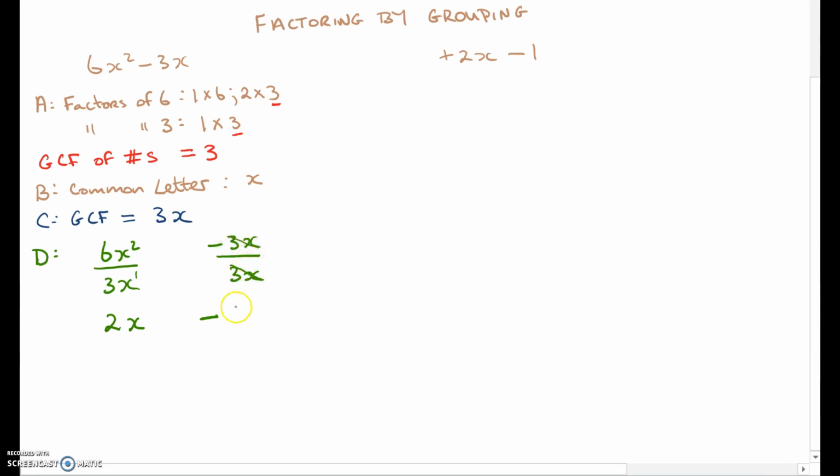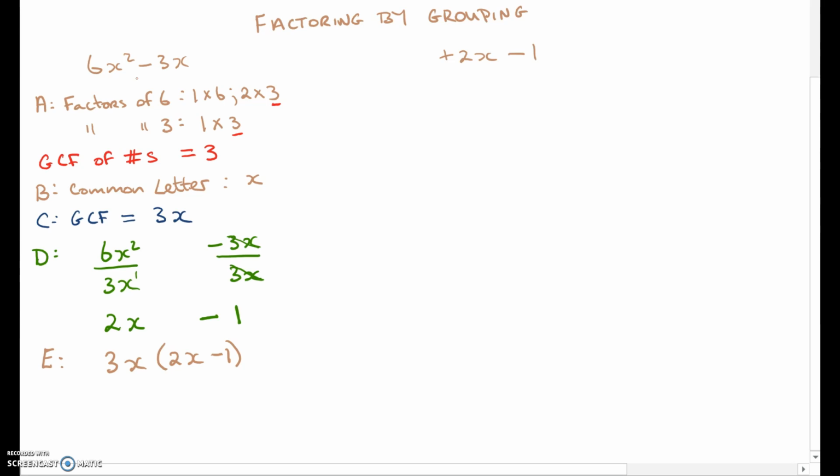Everything cancels, and very importantly, that doesn't mean it disappears. It means you have to write down a 1, because 3x divided by 3x is 1. 3x goes into 3x one time. Okay, and almost finally for this part, we put the GCF on the outside and 2x minus 1 on the inside. So that's the factors for our first group, 6x squared minus 3x.